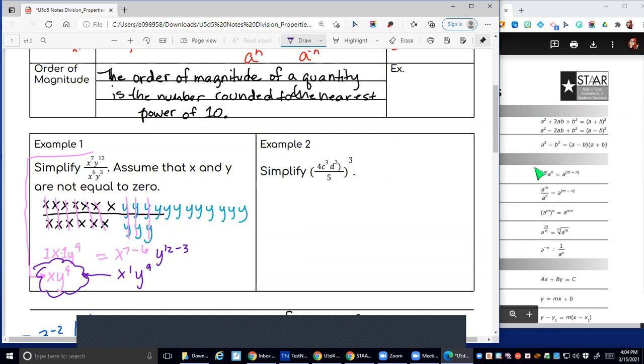So yay. And if you forget, you can always look at the sheet and it tells you, hey, all I had to do was subtract my exponents, right? Okay. So let's look at this right here.